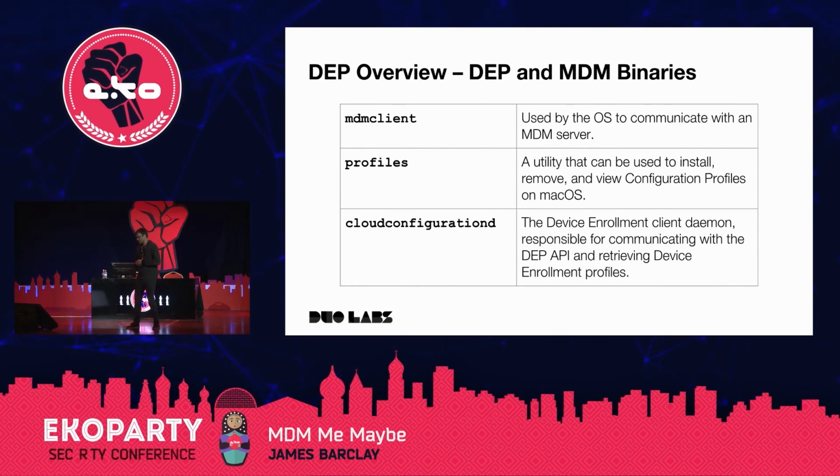Before I dive in, I just wanted to define some of the binaries that we'll be talking about throughout this talk. First we have the MDM client. I said earlier that when referring to Apple's MDM, it covers clients and servers that implement support for the MDM protocol. The MDM client binary is the client side of that. Profiles is just a utility that's used to manage configuration profiles on macOS. And then Cloud Configuration D, the so-called device enrollment daemon, is responsible for communicating with the DEP API.